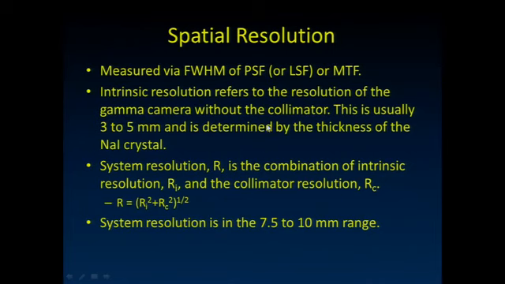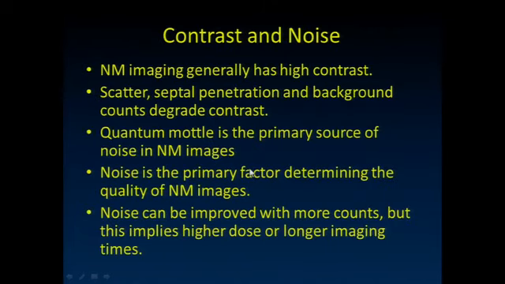I mentioned spatial resolution. Both the collimator and the detector play a role in here. I'm not going to go into that slide anymore. I mentioned the fact that nuclear medicine images have extremely high contrast. That's why we utilize them. There's also quite a bit of noise there. We can improve that noise by getting more counts, but realize that means either a longer imaging time or a higher dose to the patient. So we really want to find that appropriate balance between the contrast we need and the noise that we will accept.